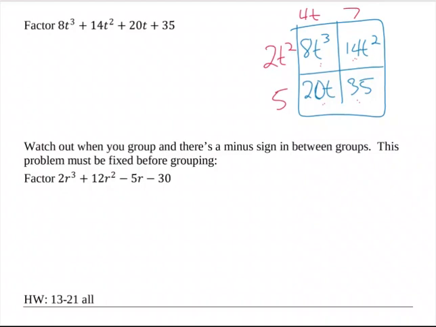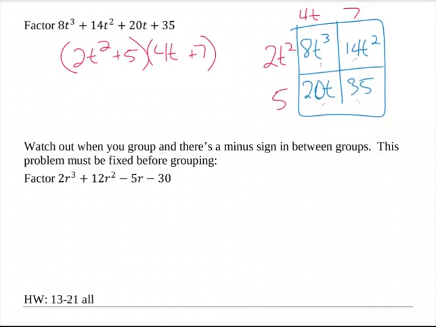Okay, so I'm ready to write my answer. I have 2t squared, a positive 5, so I write plus 5. And then I have 4t and a positive 7, so I write plus 7. And we're done. That's it.